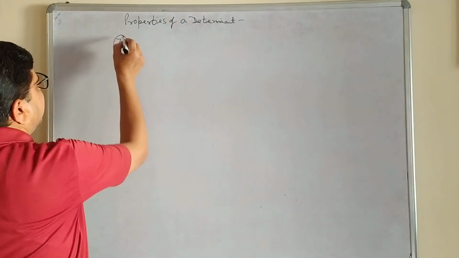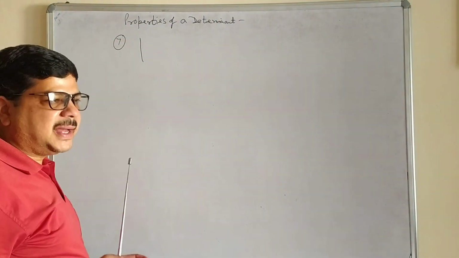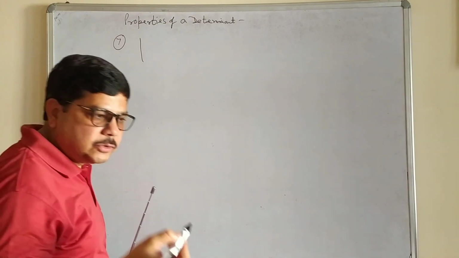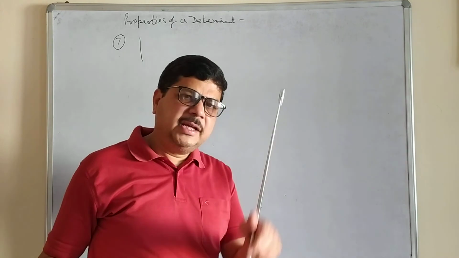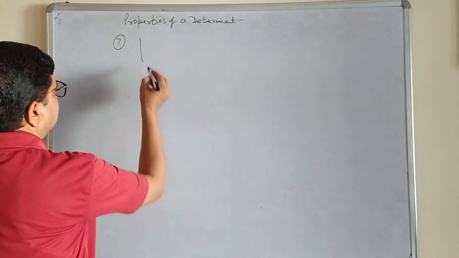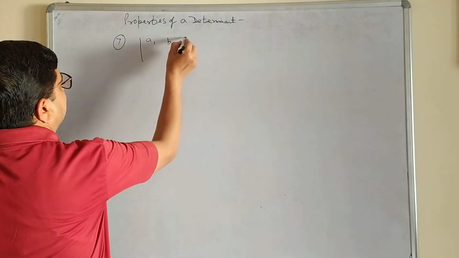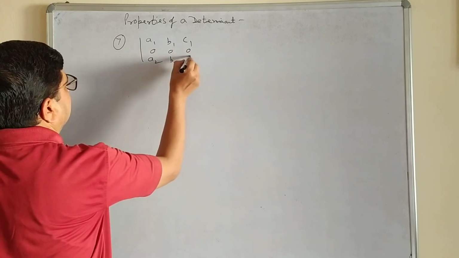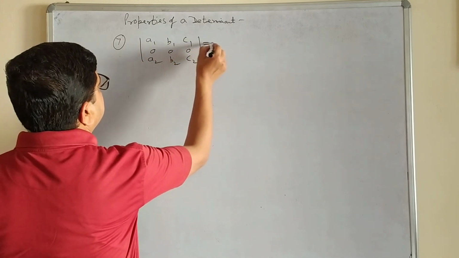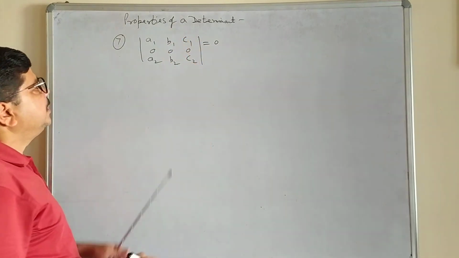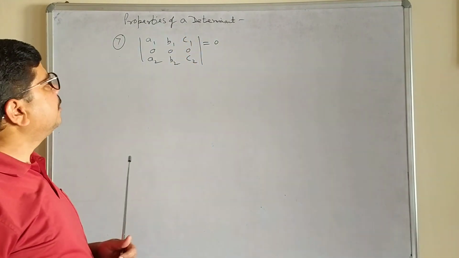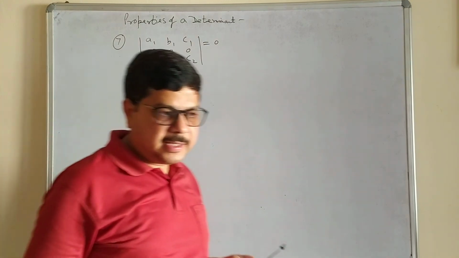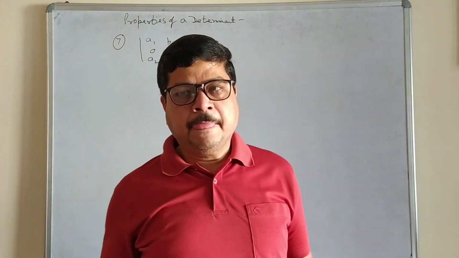इसको 7th condition, इसको property माने ना माने ऐसे भी समझ में आ जाती है बात. If all the elements of any row or column are 0, then the value of the determinant is 0. The value of the determinant is 0 if all the elements of any row or any column are 0. So these are the properties I told you.